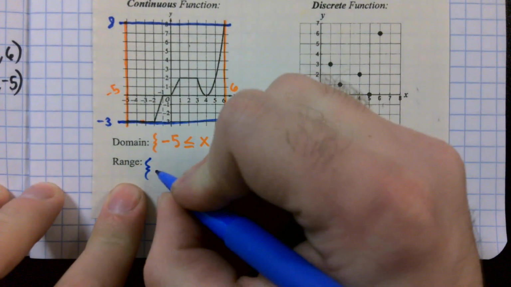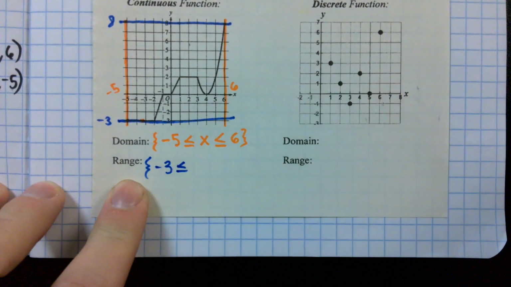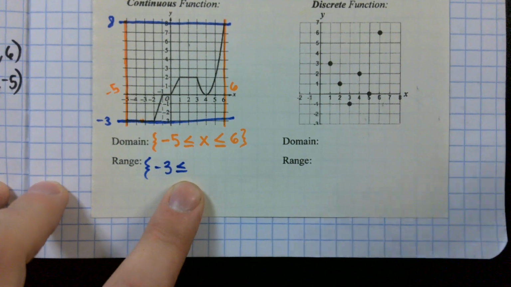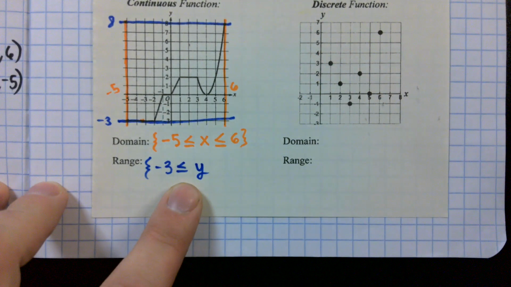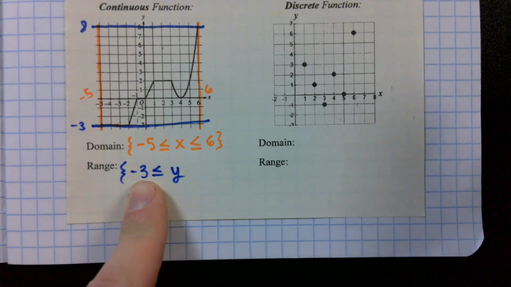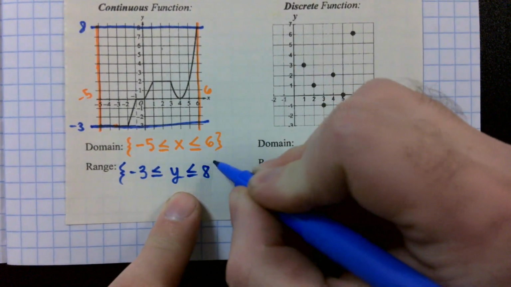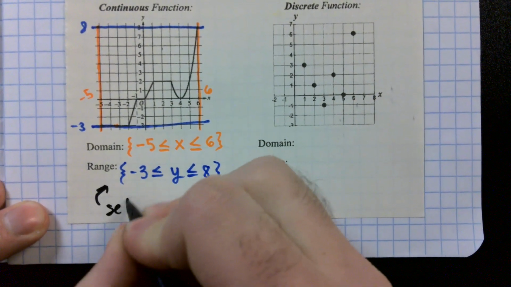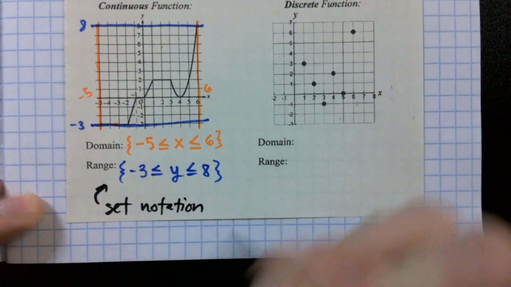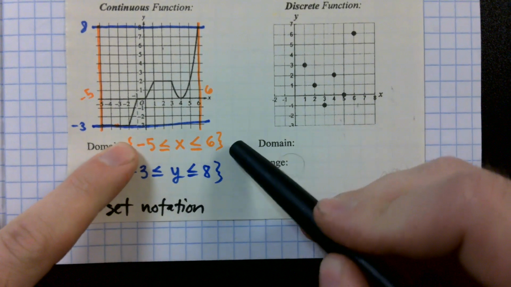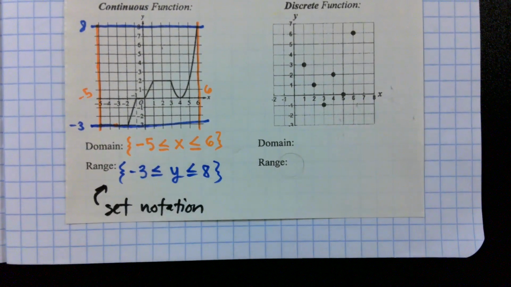So my range is going to be -3 less than or equal to what? Y. Range, we're looking at the y values. Right? Range is the set of outputs, what y can be. Y can be anywhere from -3, including -3, all the way up to what? 8. Okay? And this is called set notation. A set of inputs and a set of outputs. It's the set of inputs from -5 to 6, the set of outputs from -3 to 8.